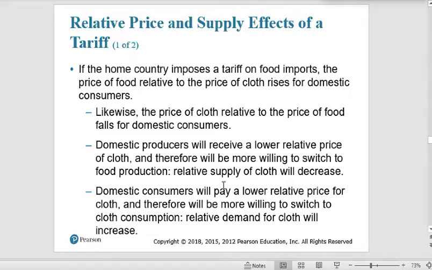Think about it as a ratio. The price ratio is the price of clothes over the price of banana. When the banana price increases, the price ratio of clothes over the price of food becomes lower. And that's why this is saying the price of clothes relative to the price of food falls for domestic producers. So what happens?